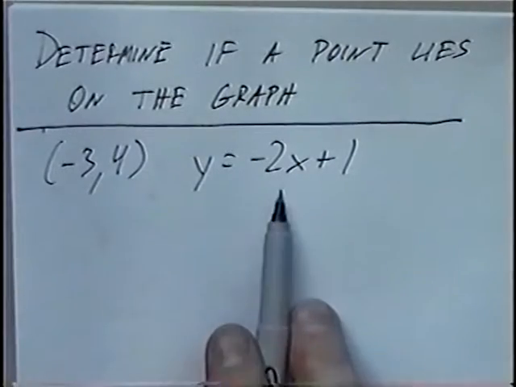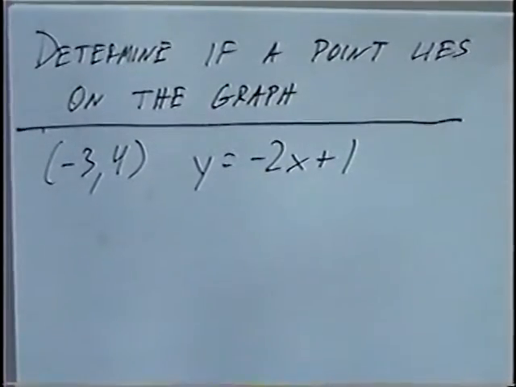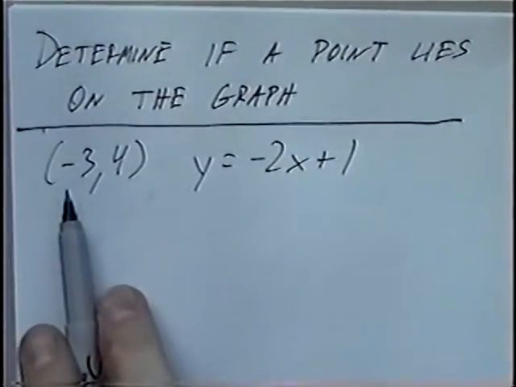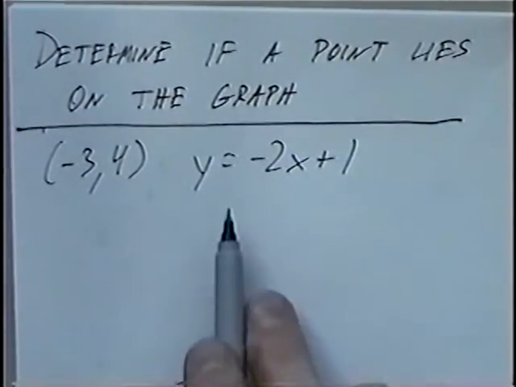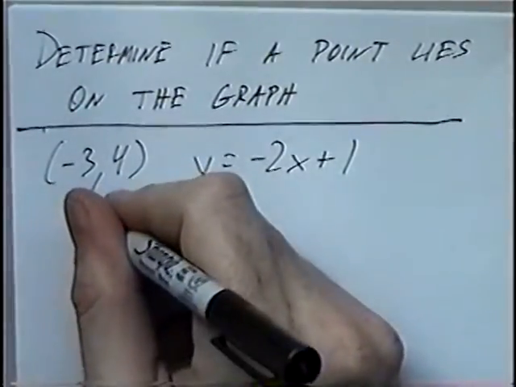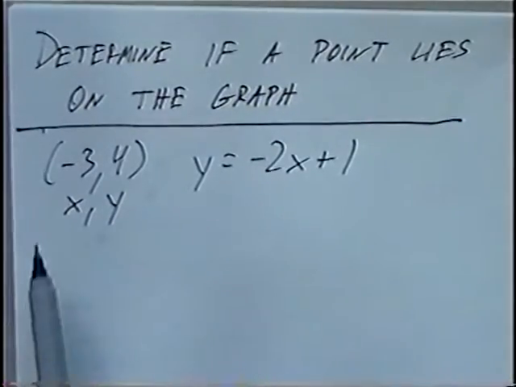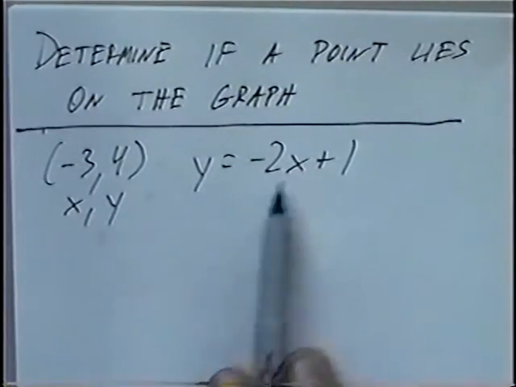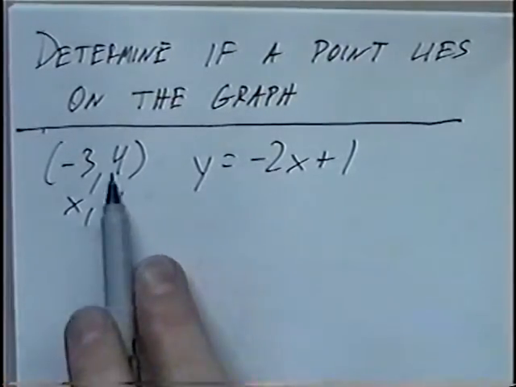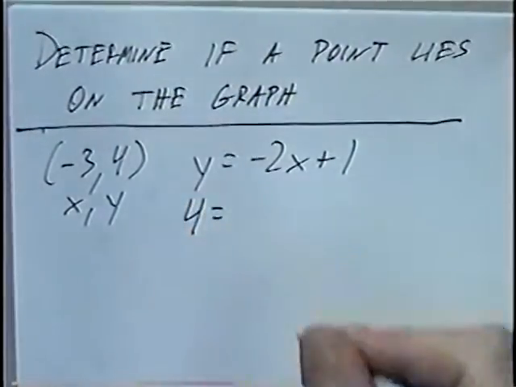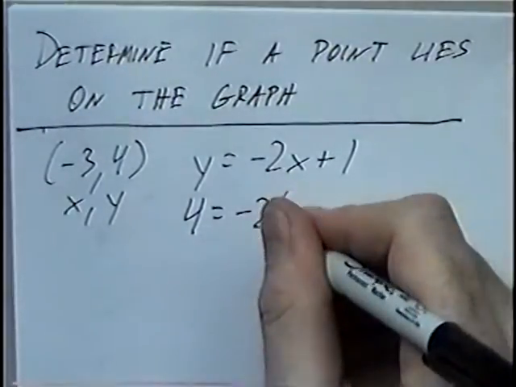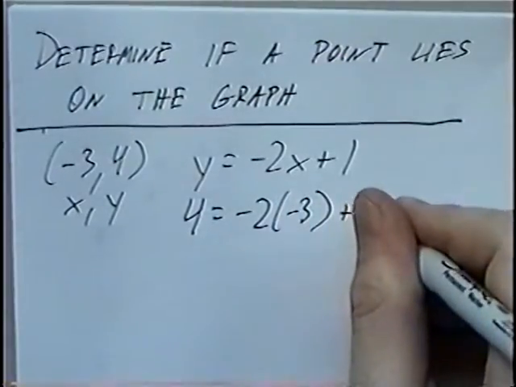Using this point, we can determine if this point lies on the graph or is a solution for the equation. To solve this, we'll take the point and plug it in for x and y and see if the equation is true. If you remember, all points are always x, y. So we'll take the -3, plug that in for x, and also take the 4 and plug that in for y. So instead of y, we'll put a 4 equals -2 times x, but instead of x, we'll put -3 and plus 1.